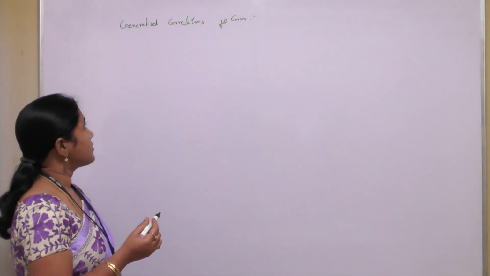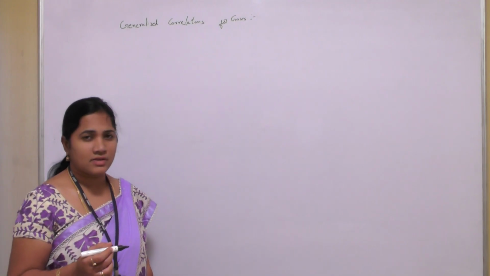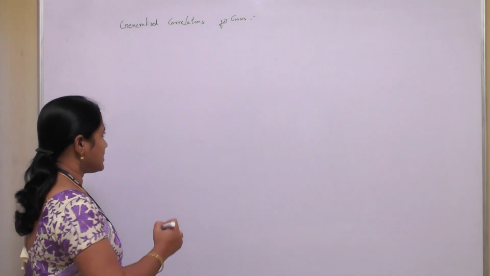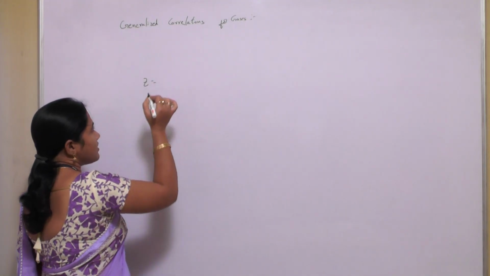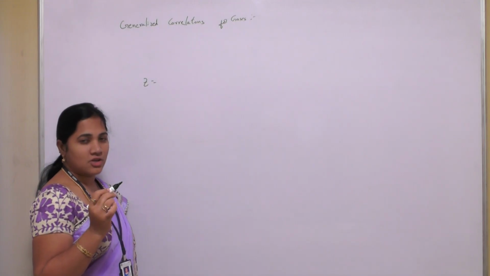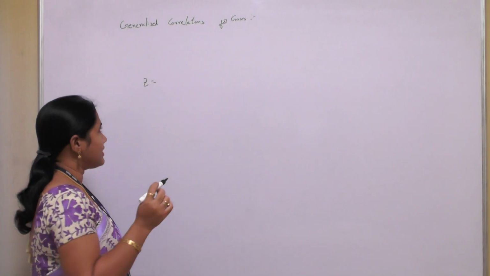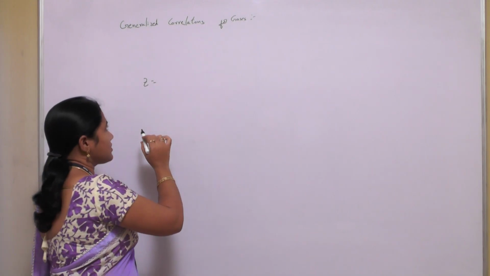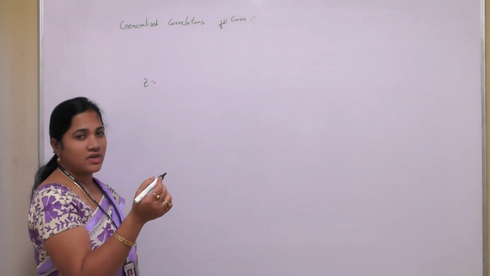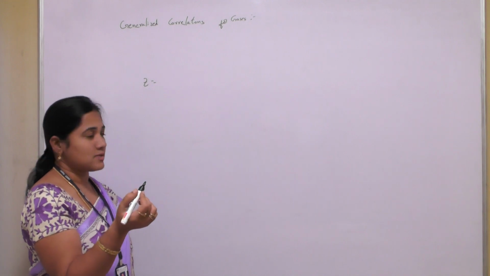Now I'm going to discuss the generalized correlation for gases. Before going to this topic, first I will summarize and tell you the significance of the compressibility factor Z. Z is the ratio of the actual volume to the ideal gas volume. So it tells us about the ideality of real gases, how much real gases deviate from ideal gas behavior.